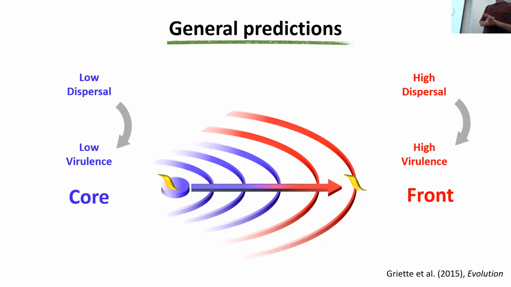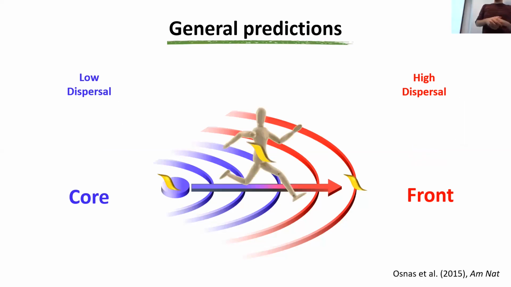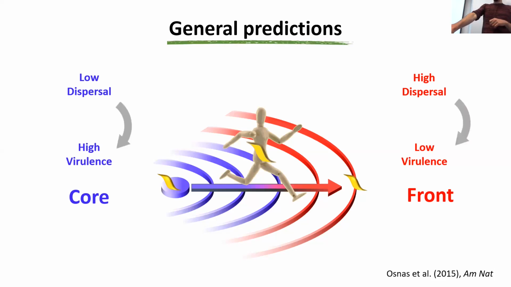However, this prediction usually holds. This is what we expect in general. But there's a thing that these models do not take into account, which is that often parasites rely on the host to go around. So we have parasites that are not just free propagules dispersing in the air, but they also require the host to go somewhere, from one patch to another, to disperse. They require the host to bring them somewhere. And if that's true, well, we can actually have a different prediction, which is the opposite. We expect at the front this time low virulence and at the core high virulence.